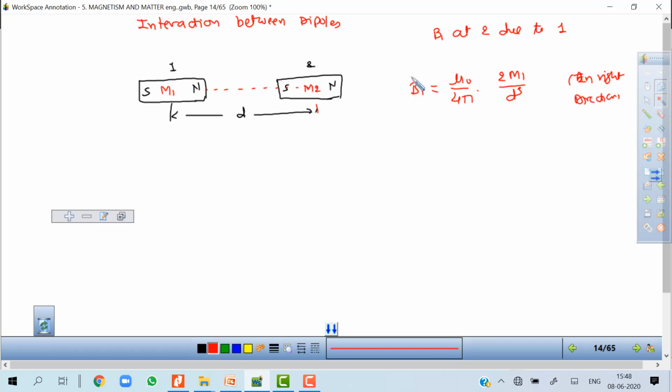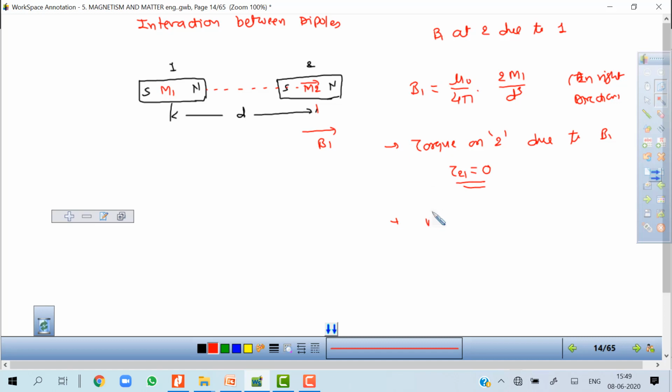This is our b1, and because of this field b1, now magnetic moment m2 is placed. What is the angle between these two? The angle is 0, so the torque is 0. So the torque on 2 due to b1, that is, due to the first magnet, is 0. Torque on 2 because of 1 is 0.